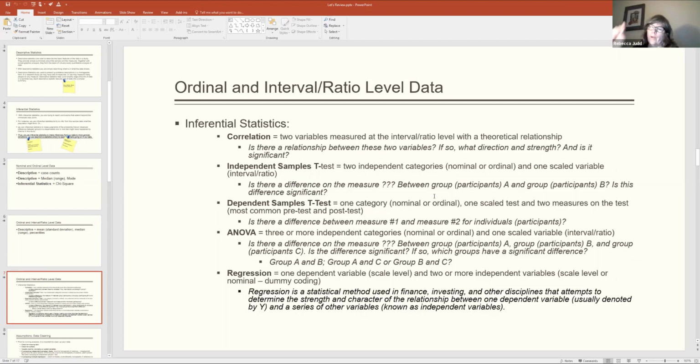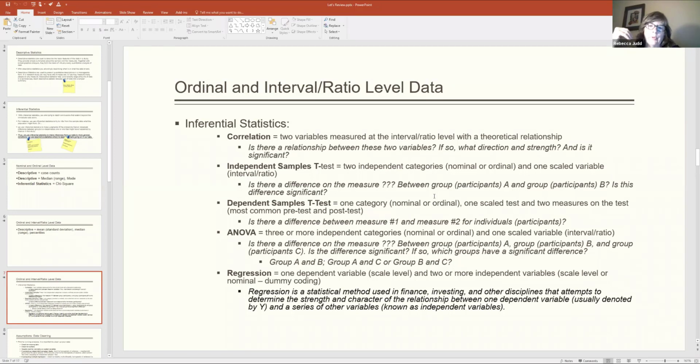So we're going to have one variable that's going to have categories. So it's going to be a nominal level variable or an ordinal level variable. And we're going to have one variable that's going to be at an interval ratio level. And that's what we're comparing them on. So you can always think of this as like an IQ test, comparing boys and girls on an IQ test, or comparing men and women on alcohol intake, something like that. That's your independent samples t-test.